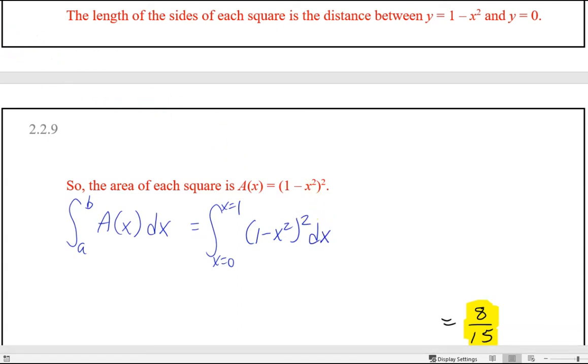That's it. That's the hard part. The hard part is getting the integral written down, and computing the integral is the easy part. Pause the video here, compute your integral, and turn it back on to see if your work matches mine.